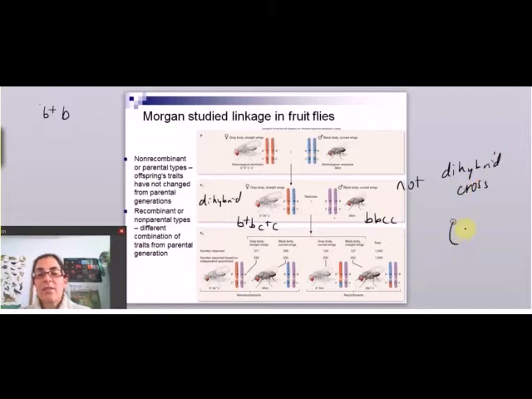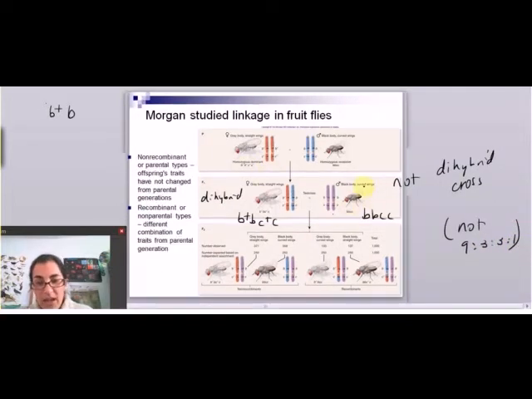Okay, so you're not expecting a 9:3:3:1 ratio. Because she's being crossed with this guy, what you would expect is a 1:1:1:1 ratio. So if this was following the law of independent assortment, you'd expect to see a 1:1:1:1 come out of this cross. But instead, what he sees is a much greater amount of these two phenotypes.